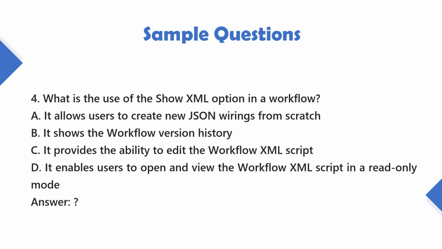4. What is the use of the Show XML option in a workflow? A. It allows users to create new JSON wirings from scratch. B. It shows the workflow version history. C. It provides the ability to edit the workflow XML script. D. It enables users to open and view the workflow XML script in a read-only mode.